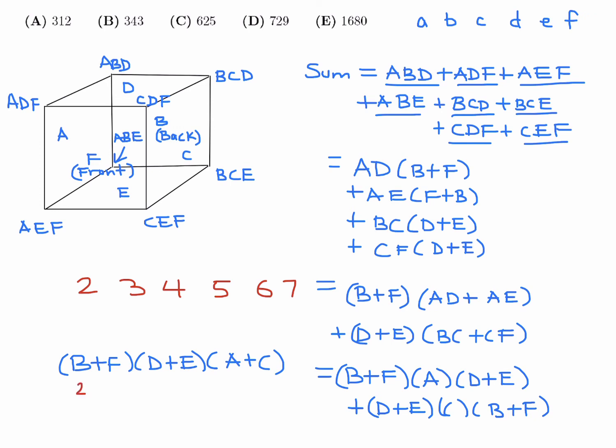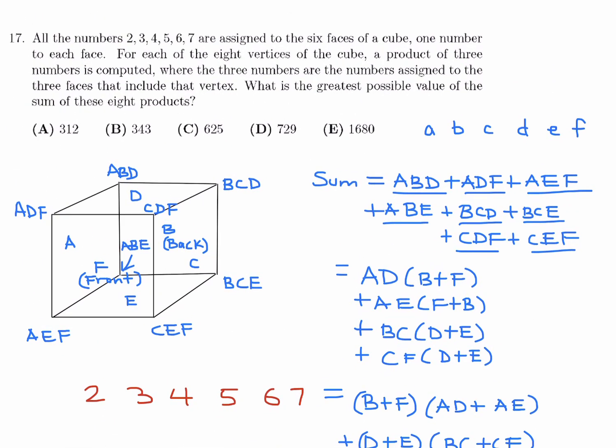If I put 2, 7, 3, 6, 4, 5, like that, it'll be 9 plus 9 times 9 times 9, and that's 729. And if you fiddle around with this, you will find that that is actually the largest result. So there you go. Greatest possible value of the sum of those 8 products, 729. So number 17, the answer is D.